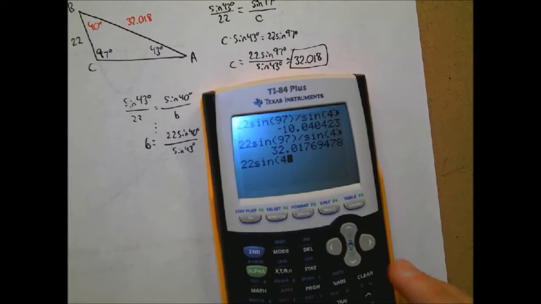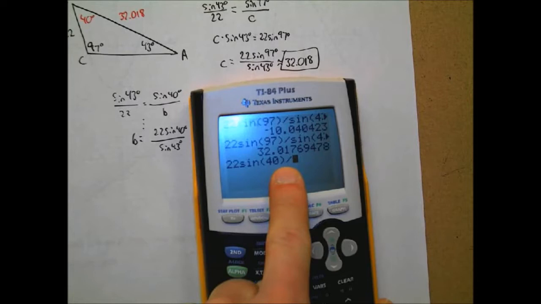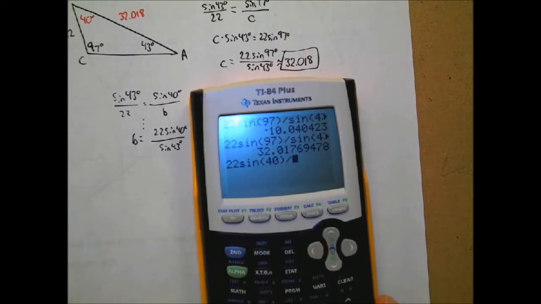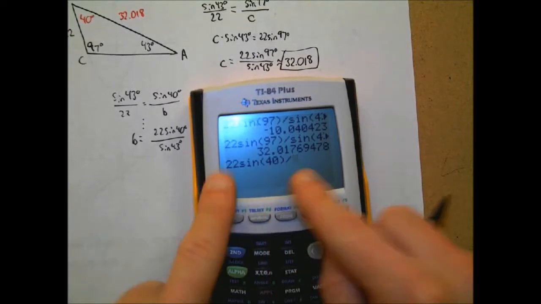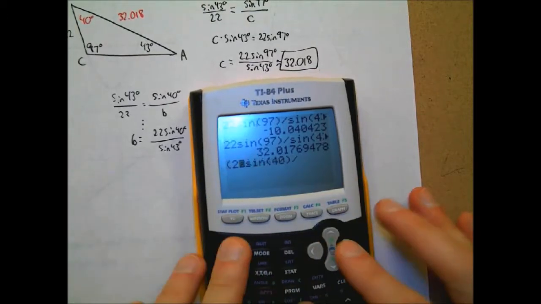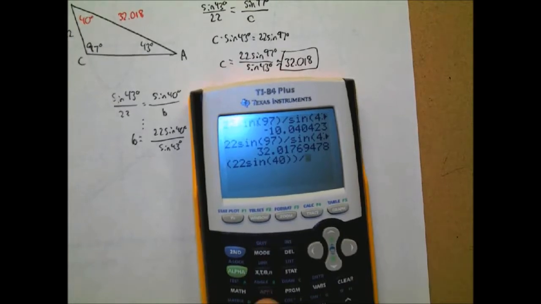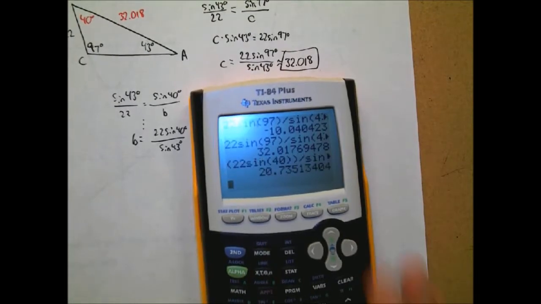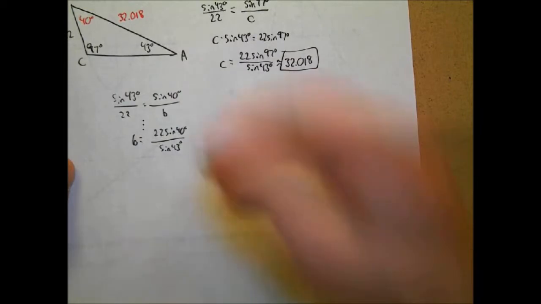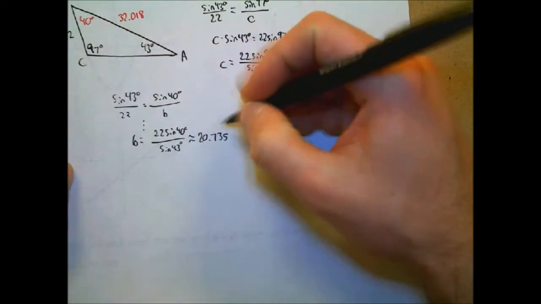Make sure you close the parenthesis on that sign in the numerator, by the way. Don't forget to close that parenthesis. It's not necessary to put parentheses around the numerator if you don't want to, but it's not a bad idea too. So in other words, put parentheses around 22 sine 40, and then sine 43 in the denominator. Okay, so about 20.735. And so there's our other missing side there.